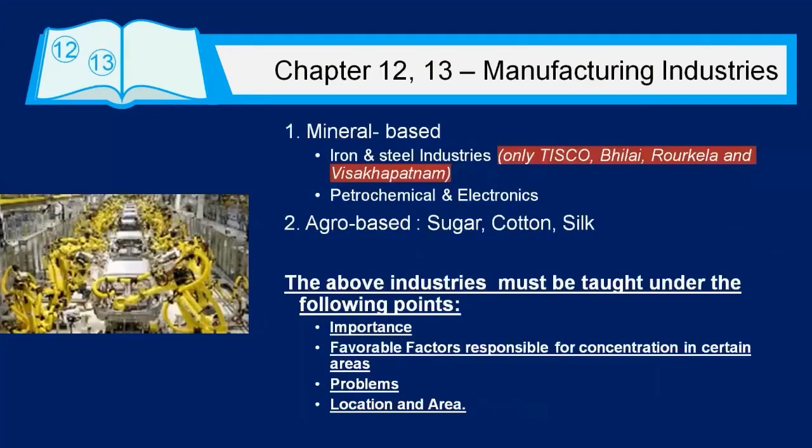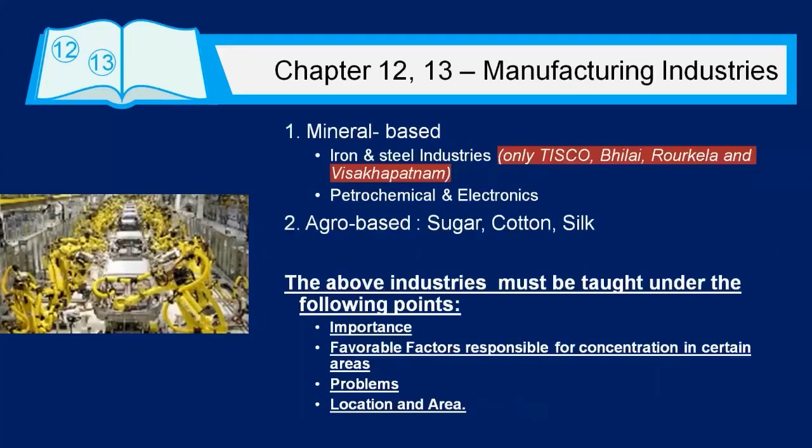In this chapter on manufacturing industries, you should know the need for rapid industrialization in India. In this lesson, you have to study only three agro-based industries, including sugar, cotton textile, and silk. Whereas in mineral-based industry, you have to do integrated steel plants like Tata Steel, Bhilai, Rourkela, and Visakhapatnam. Other industries like petrochemical and electronics are also very important. You must study the favorable factors for each industry very well.